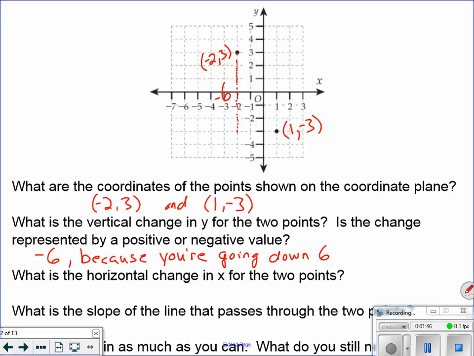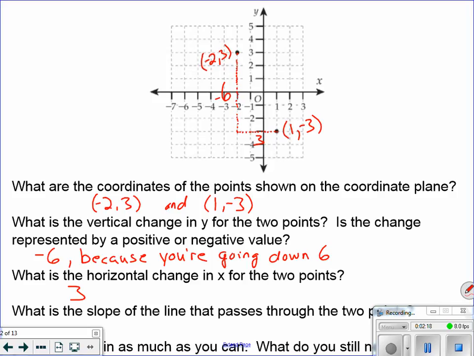The next part there says, what is the horizontal change in x for the 2 points? So now to go from -2, 3 over to 1, -3, I'm going to go over 1, 2, 3. Now I went 3 to the right, so that is a +3. And again, that's because we went to the right. If you would go to the left, then it would be negative.